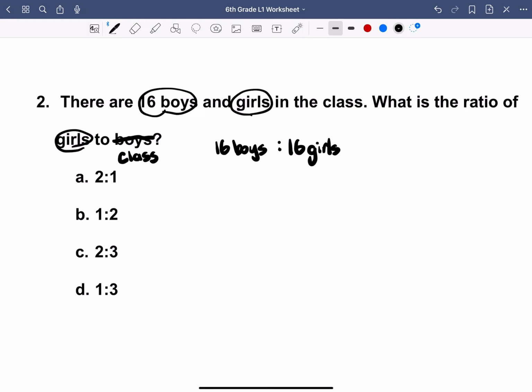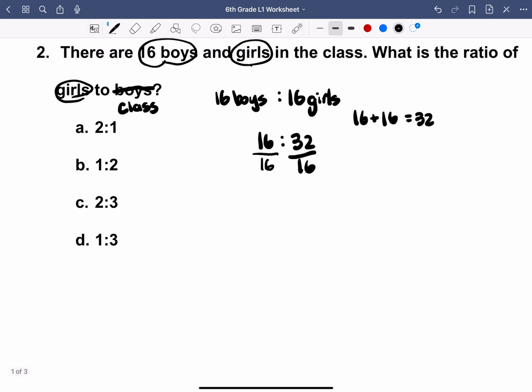So the total number of girls is 16. Now the total number of students in the class, boys and girls in the class, is 16 plus 16, which is 32. So we put 32 here, and now we want to reduce as much as possible and put our ratio in the simplest form. So we'll divide this by 16. We'll also divide this by 16. So our ratio is 1 to 2. That is B in this problem.